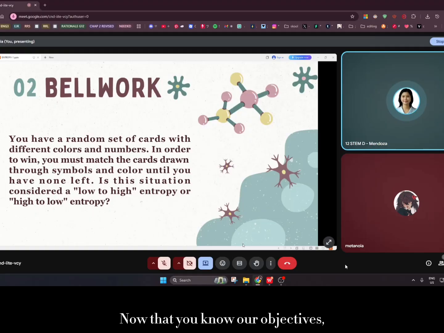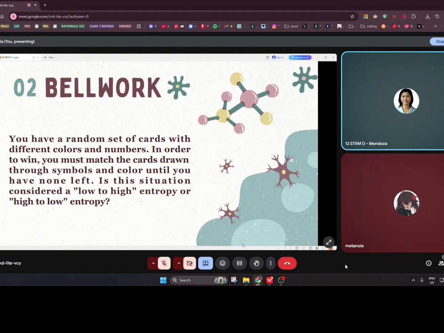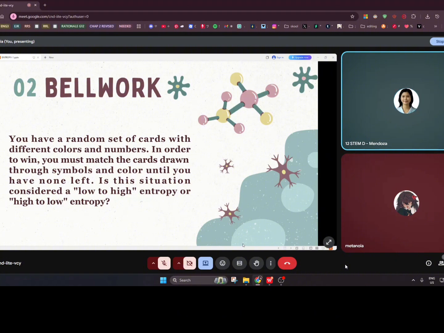Now that you know our objective, let's start with our bell work to get an idea of what you already know about today's topic. So, for today's bell work, you have a random set of cards with different colors and numbers. In order to win, you must match the cards drawn through symbols and color until you have none left. Is this considered a low to high entropy or a high to low entropy? This question will be answered after a discussion of the concept of entropy.